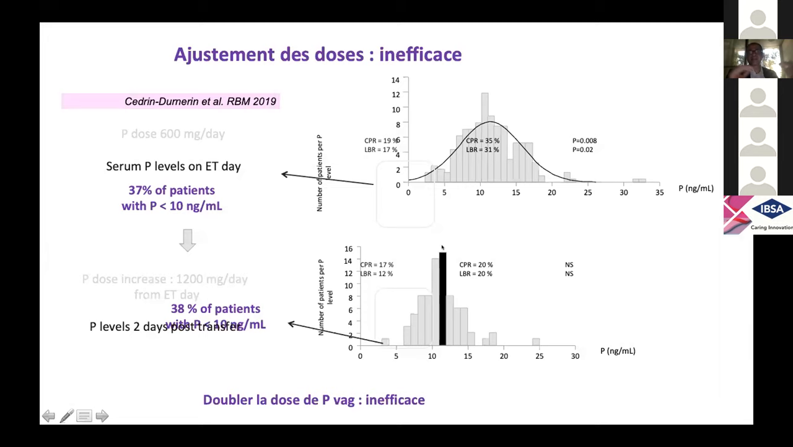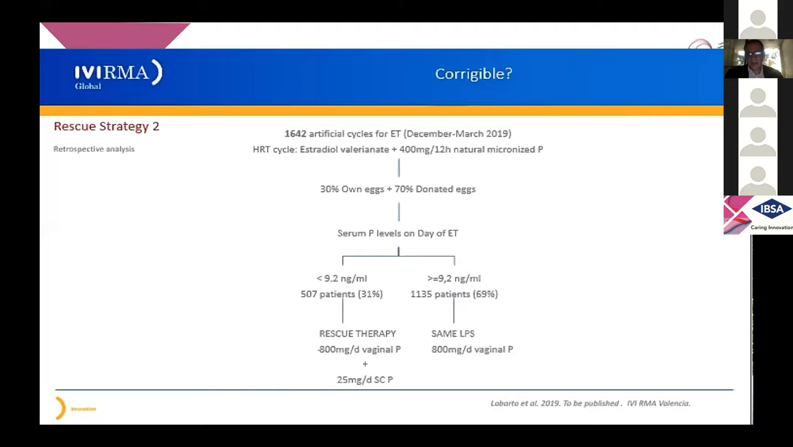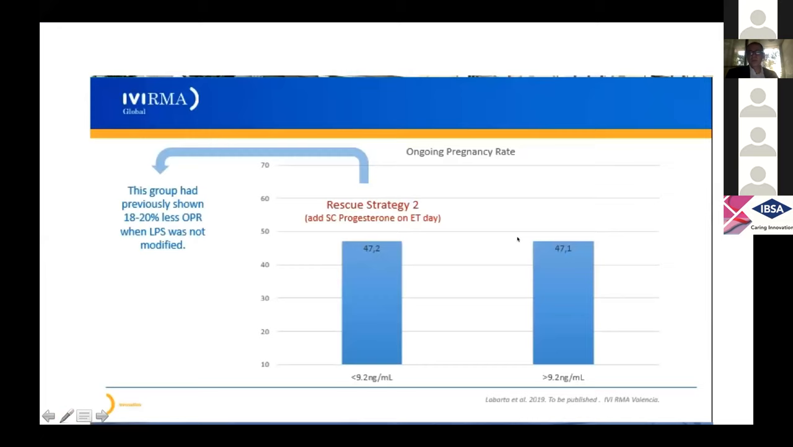So recently at ESHRE 2019, Labarta took two groups: the patients who have more than 9 nanograms continued with the same dose of 800 milligrams daily, and those who have less than 9 nanograms had a rescue on the day of transfer or day 5, adding 25 milligrams of subcutaneous progesterone. What happened? They got the same pregnancy rate. This is very important. They call it the new strategy.